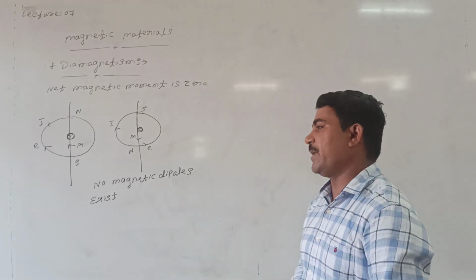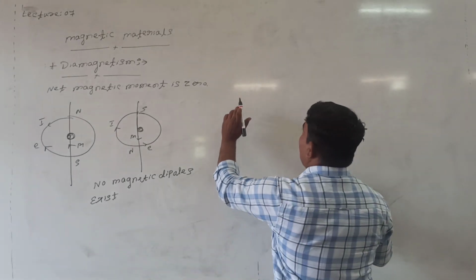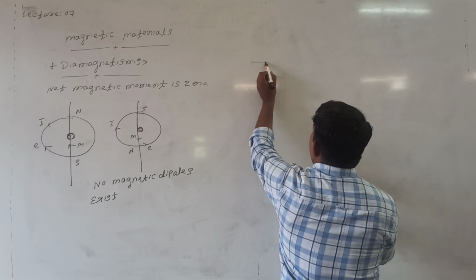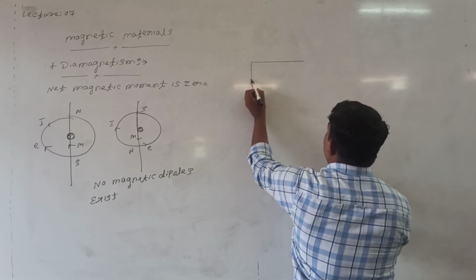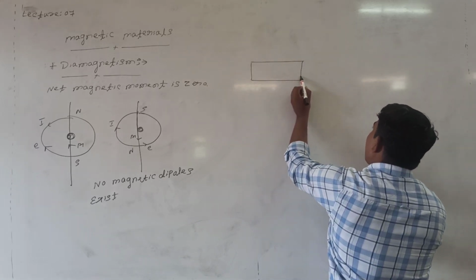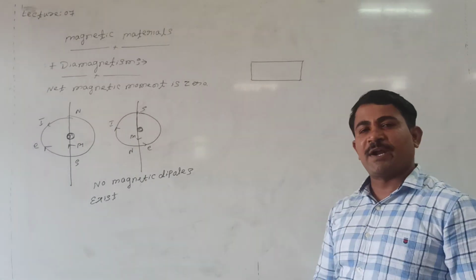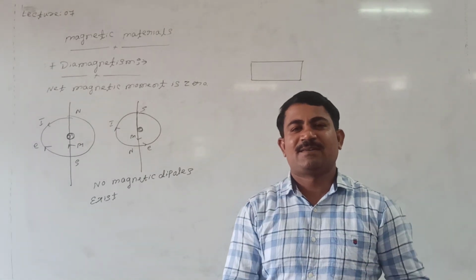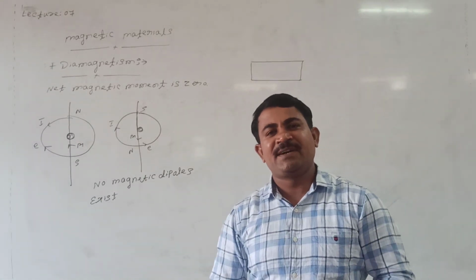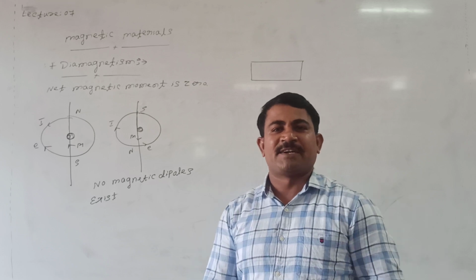How is it? Look at me. Now I will simply take a diamagnetic material slab. I can take an H2 or N2 slab, or you can take gold, silver, or diamond. All these are nothing but diamagnetic materials.